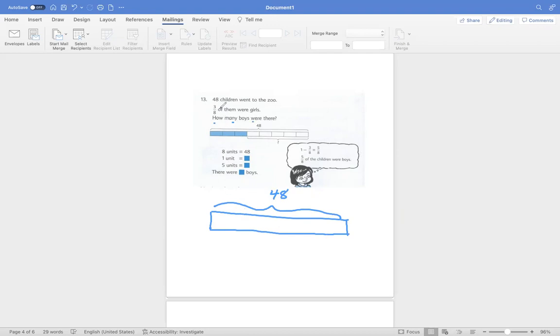So if we have 3/8, that means I have 8 equal parts. 1, 2, 3, 4, 5, 6, 7, 8 equal parts, and 3/8 of them are girls. So 3/8 over here are girls. We're trying to find out how many are boys. Well, if these are girls, then these are my boys. So once I draw this bar model, I say, oh, well, if this is 3/8, this is 5/8.